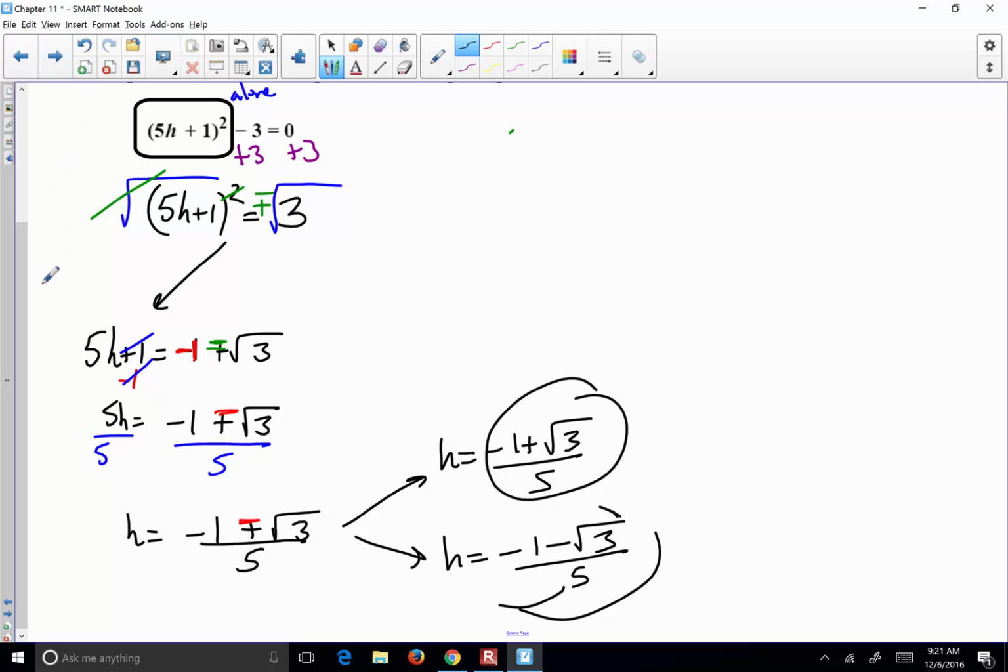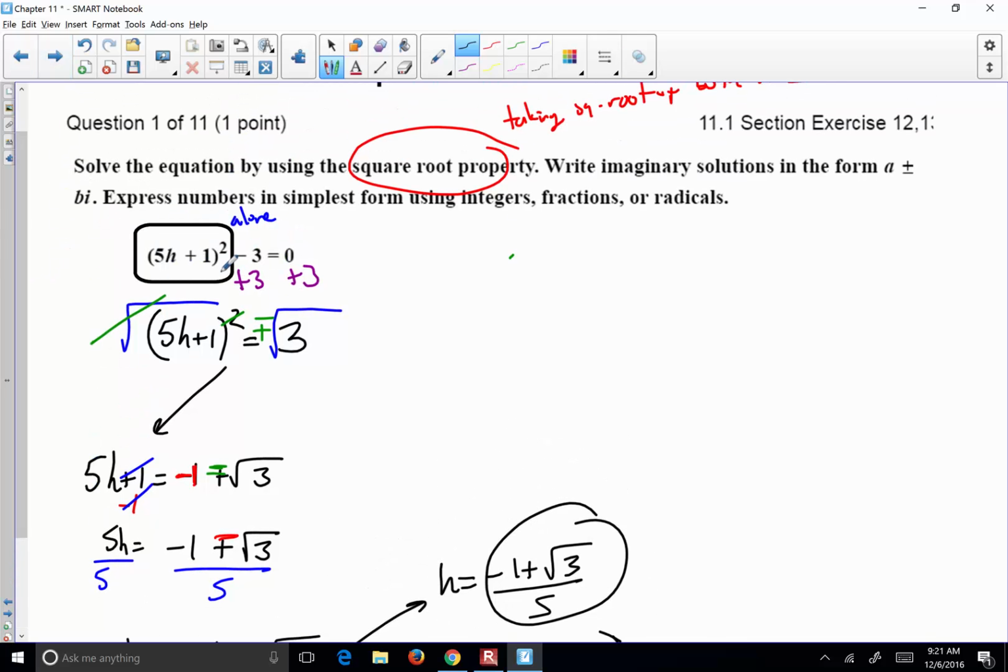Any questions on number 1? What's the lesson we got? We need to get the square alone, put the square root, don't forget plus minus, and type it in. That's it.